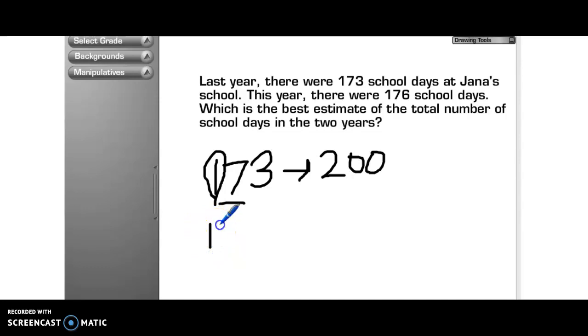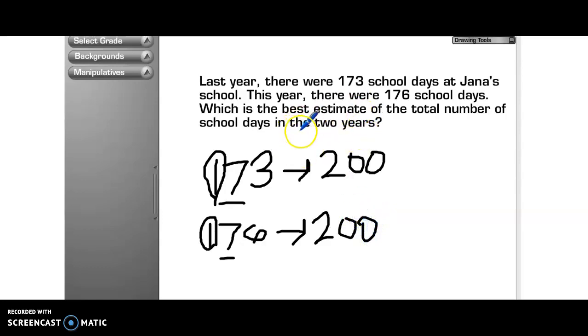Next I'm going to take 176. I'm going to do the same thing. I'm going to circle the hundreds place, underline the tens place, know that the 7 is more than 5, so the 1 turns into a 2, and so the answer is 200. So now what I'm going to do is add these because they want to know the best estimate of the total number. So I'm going to have 200 plus 200, and that would equal 400.